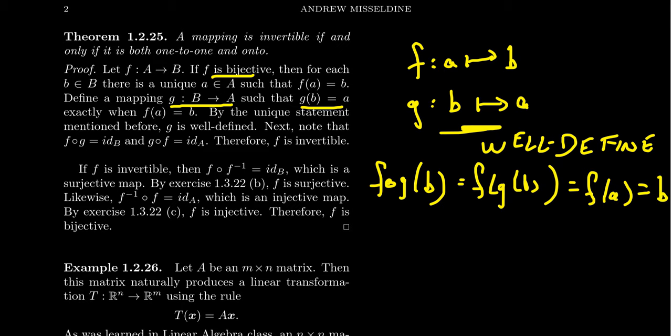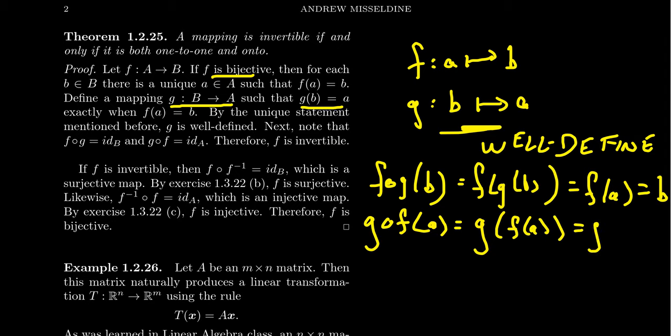So you can see that f of g evaluated at b is equal to b. And vice versa, if you take g of f evaluated at a, this will be g of f of a, where f of a is going to map to some number b, but g is the function which, if given b, will map you back to a, so you get back a. So in both situations, you get from b to b, that's the identity map. You go from a to a, which is the identity map.